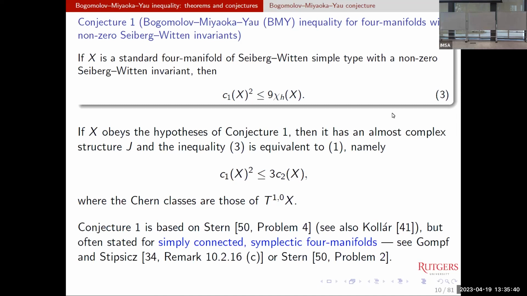All right, with that terminology, we can state the generalization of the theorem: the conjecture is that if you have a standard four-manifold with non-zero Seiberg-Witten invariant, then this inequality holds. The way I've written this inequality, it's equivalent to the one written before. This conjecture is stated in various places, more or less for symplectic four-manifolds, for example by von Stern, and perhaps a few other places as well.